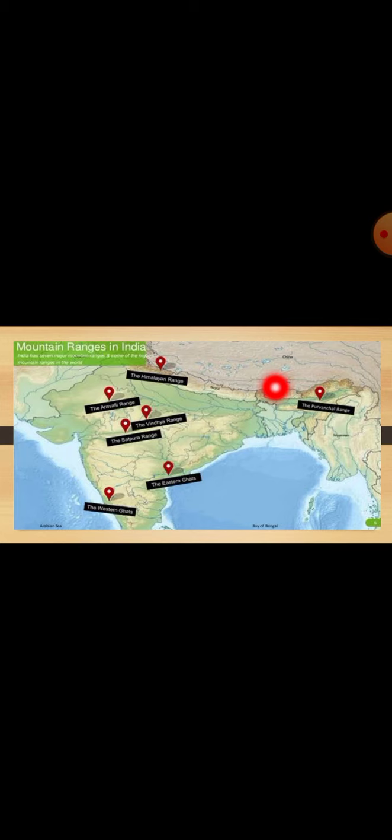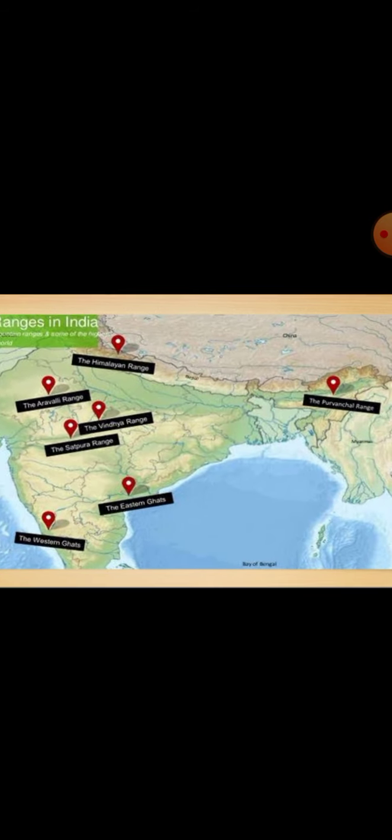Next, very important map pointing: Kanchenjunga, Mount Everest, K2. Observe this red color: K2, Mount Everest, Kanchenjunga. Next, let's see: Himalayan ranges, Aravalli ranges, Vindhya ranges, Satpura ranges, Eastern Ghats, Western Ghats, the Purvanchal ranges. Okay, thank you.